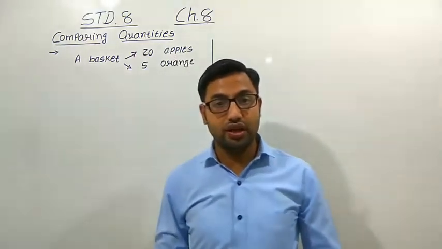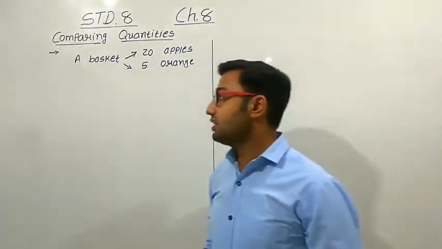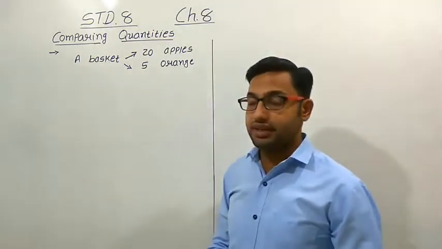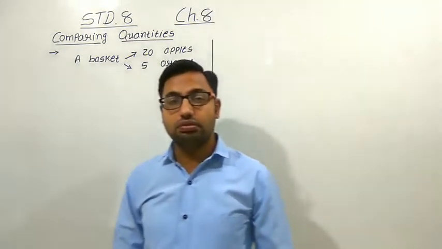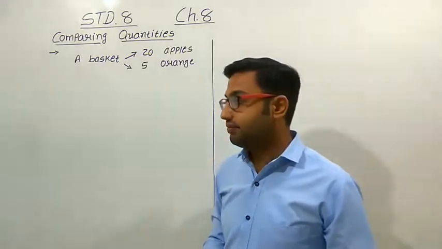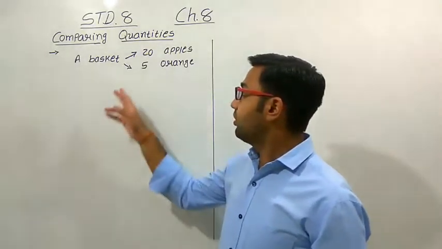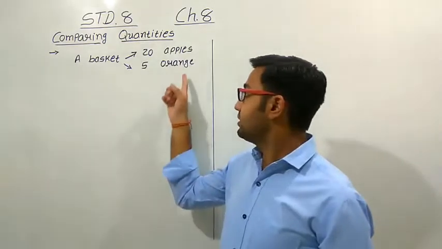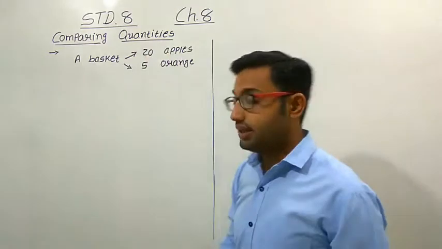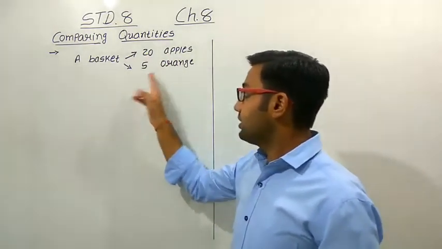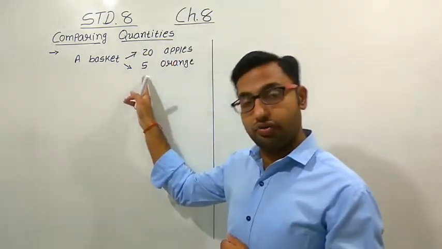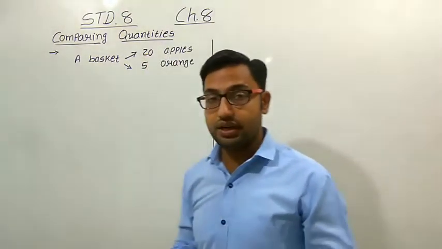Hello students, today we will start the new chapter, that is of standard 8 and chapter number 8, comparing quantities. So let us take one example: there is a basket and in that basket some fruits are there. One fruit is apple and another one is orange. The quantity of the apples is 20 and the quantity of oranges is 5. That means the number of oranges is 5 and the number of apples is 20.